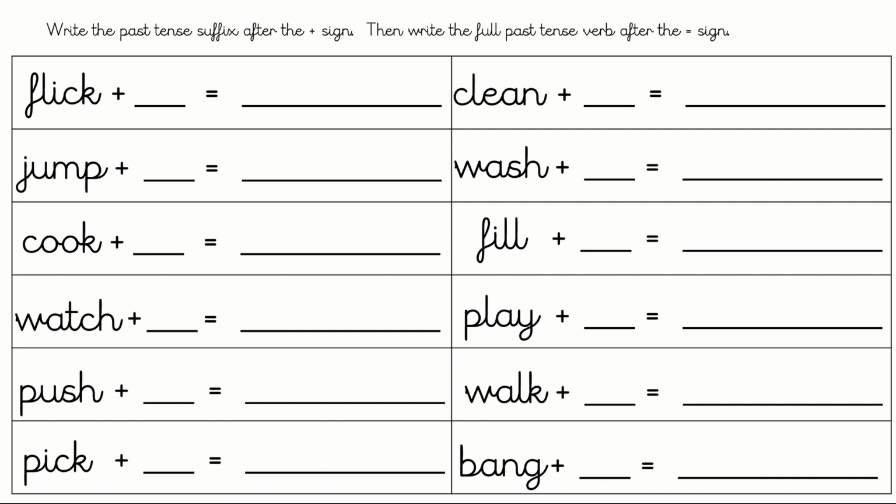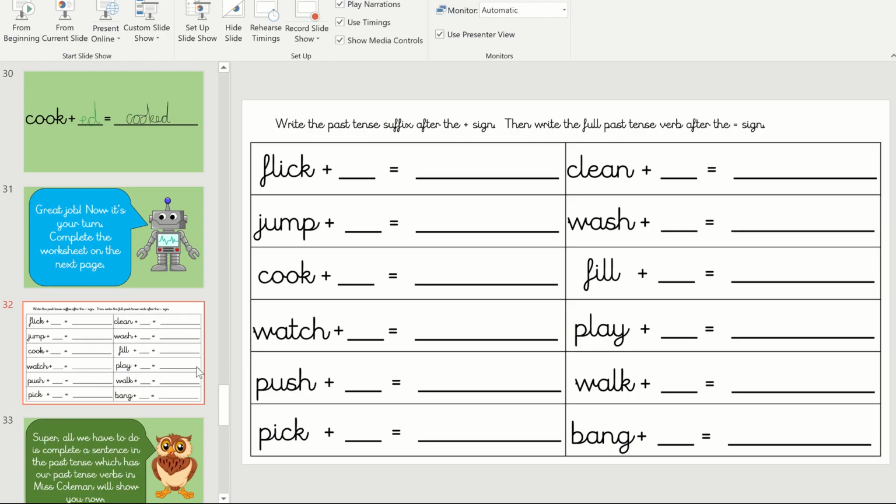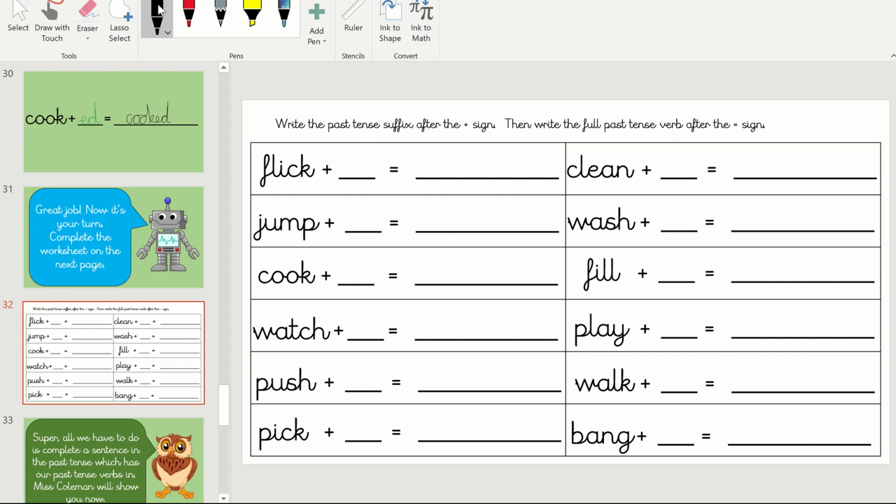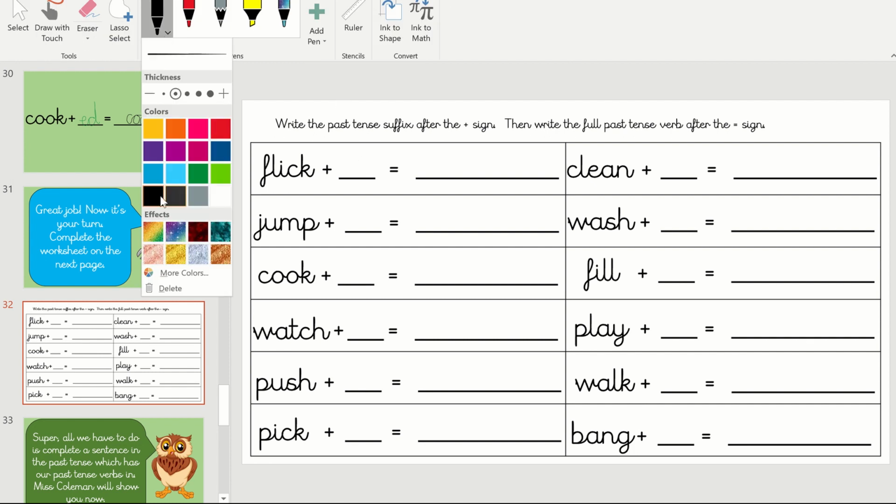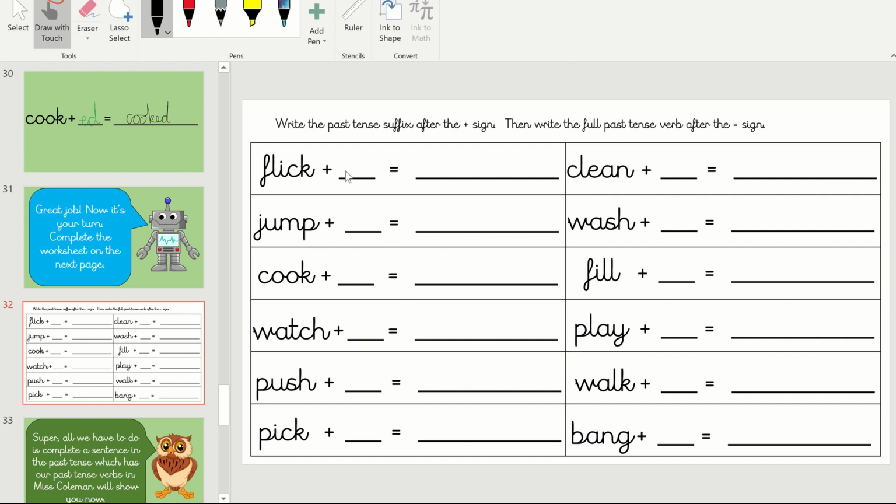Super job. Okay, so it looks like this. Oh, let's get the pencil. So it doesn't matter what colour you use. I'm just going to use black for this one. So we've got the word flick. We've got to add the ed, and it creates the word flicked. Okay, and continue like that.